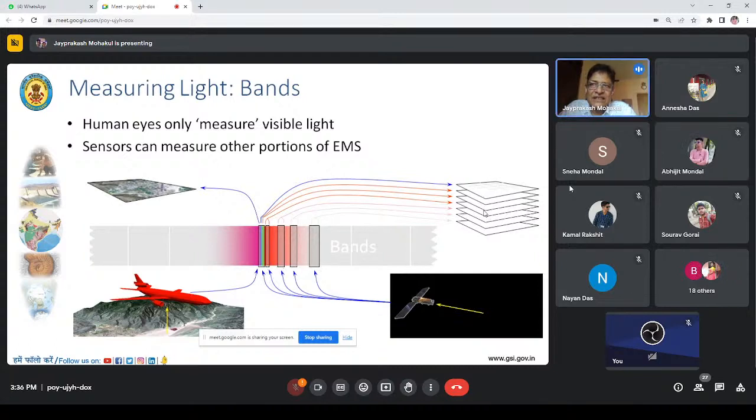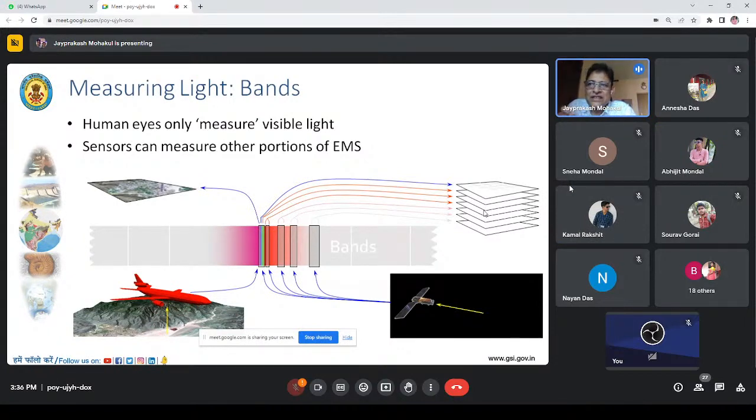What is the basic difference, or what is a raster? A raster is an array. Array means you have columns and rows, right? A raster is a combination of pixels, an array of pixels, while a vector is a diagram.